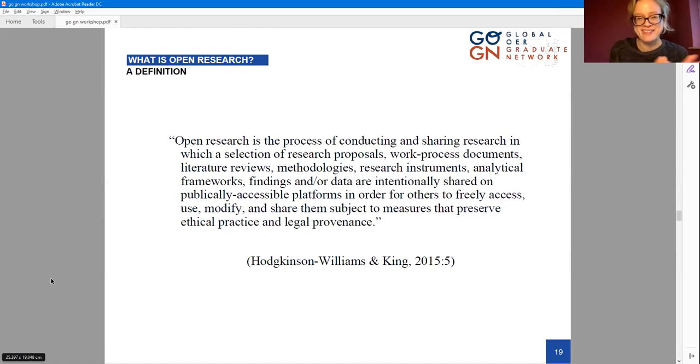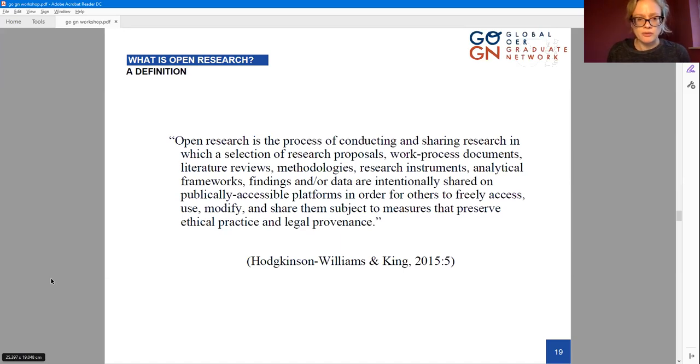And we've heard about this in the chat as well. I think it's fantastic what people have been sharing, that it is a process all the way through: the selection of research processes, literature reviews, methodologies, the instruments, the frameworks, and how we share and disseminate our research, as well as thinking about ethical approaches. That's a fundamental part of open research, thinking about how we can build in ethical open practice throughout our research.